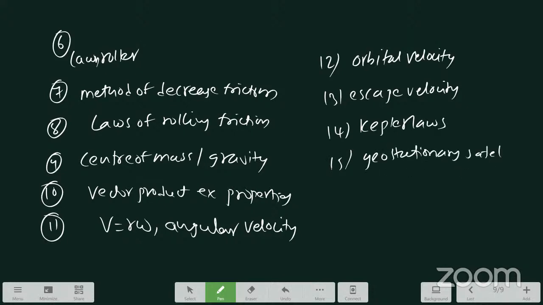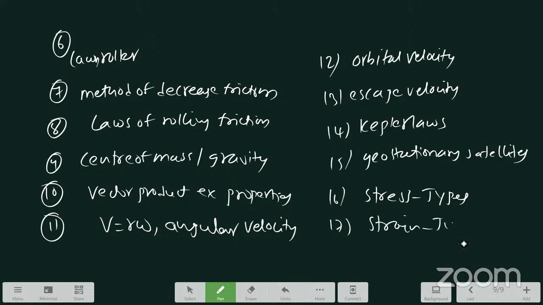Geostationary satellites. Stress types. Strain types. Don't think more, this many questions I'm reading. From this one, I will give you direct guess questions in upcoming classes, student. This one, finished questions up to now in class. So strain types, stress types.